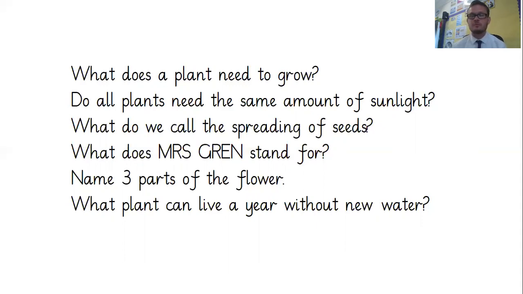Stem, stem, Mr. Starting, what are you doing? That is not part of the flower. Petal, ovary, ovule, stigma, style, anther, filament. Brilliant if you got any of those. You could have also thrown in the pollen because that's produced, isn't it? And what plant can live a year without new water? Well done if you said cactus, yes. The only plant that I seem to be able to grow because I forget about planting them so much.